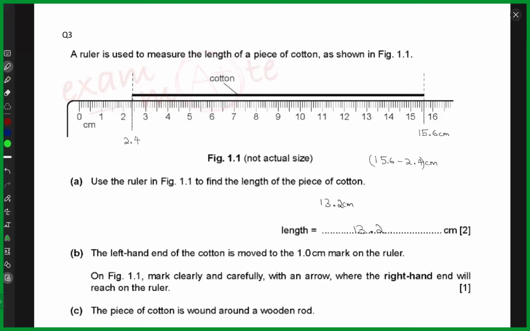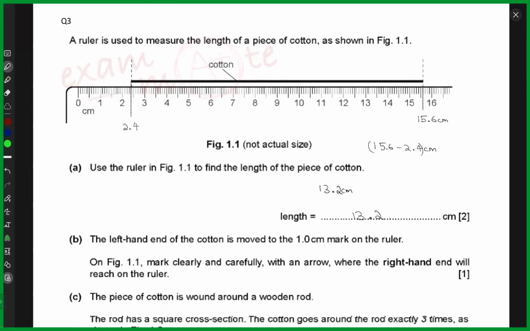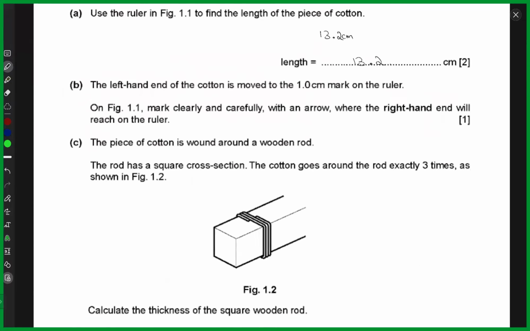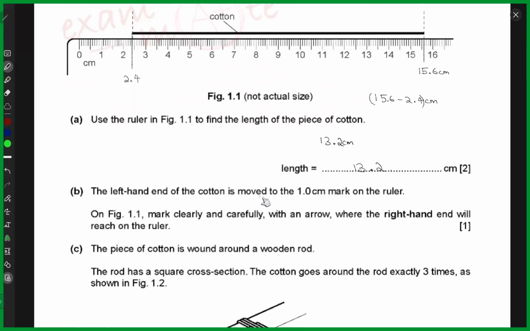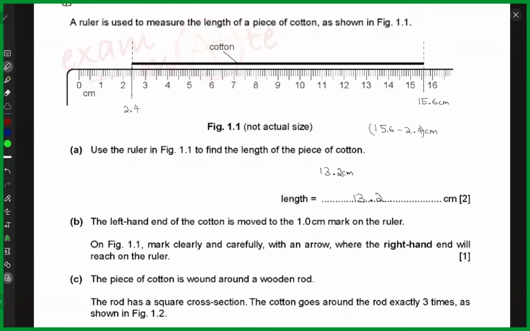Okay, great. So we have 3 minutes left. Let's try to finish this worksheet. So we just have some parts. The left hand end of the cotton is moved to the 1 centimeter mark of the ruler. Now they're saying that if I take this cotton from this point and move it to the 1 centimeter mark, which is this one, I am moving the cotton some distance to the left.